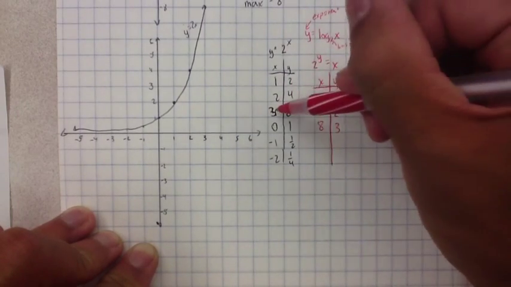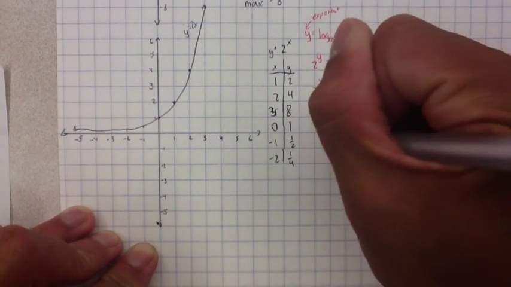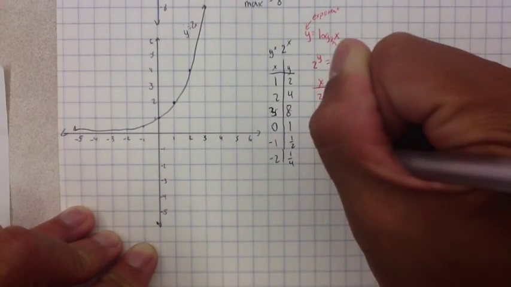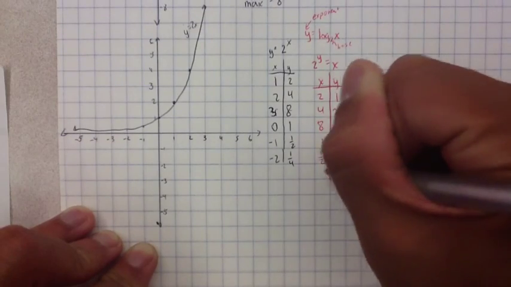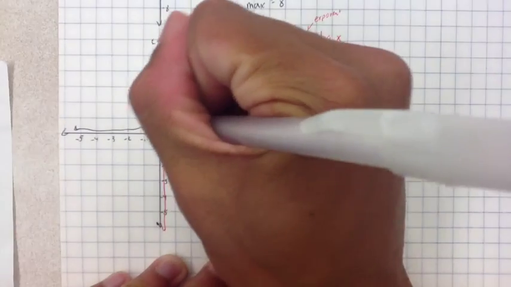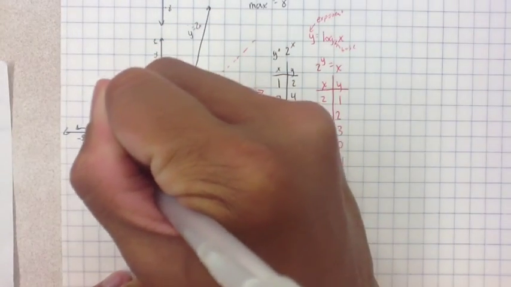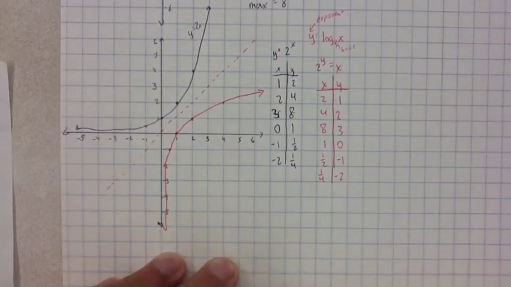And if you just see, I'm just switching these two numbers back and forth. So when y is 0, x is 1. When y is negative 1, it's 1/2, negative 2, it's 1/4. So when I plot it, it's going to look like that, which is a reflection about this line, which just basically means that it is an inverse of each other.